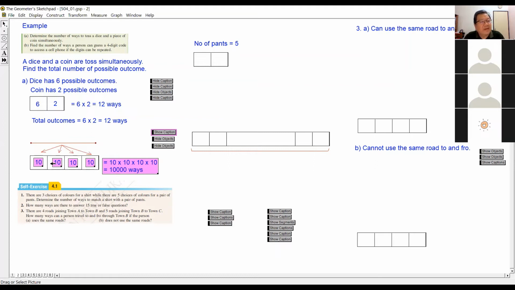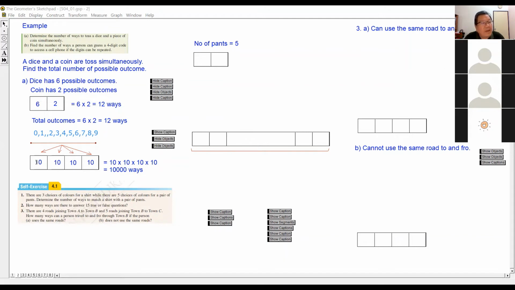Okay, so I have 10 ways of filling up this first box, 10 ways of filling up the second box, 10 ways of filling up the third box, 10 ways of filling up the last box. Okay, so these numbers, they are 0, 1, 2, 3, 4, 5, 6, 7, 8, 9. Any of these 10 numbers can go into this first box. So any of these can also go into the second box.